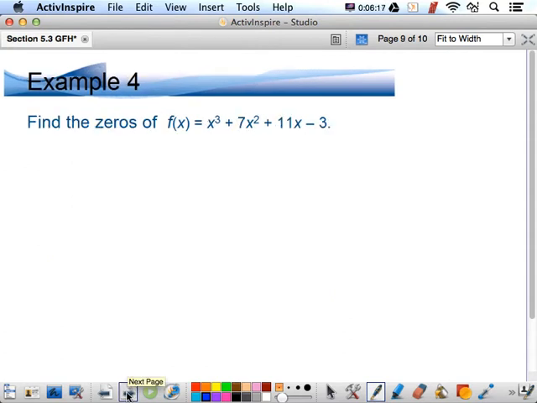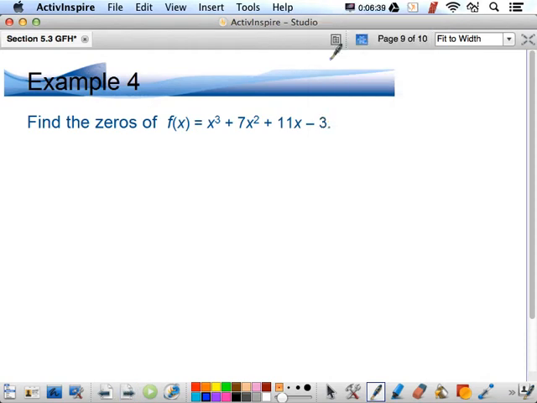So here's our fourth example. We're going to find the zeros of the function f of x equals x cubed plus 7x squared plus 11x minus 3. So I'm going to give you a minute to see how far you can get. Start making a list of possible rational roots. Start substituting in and see if you can find the first number that will produce a 0.